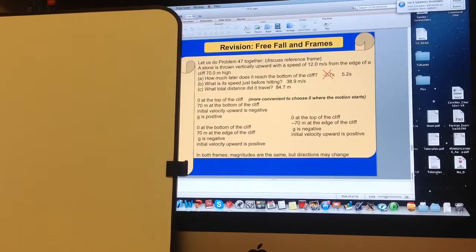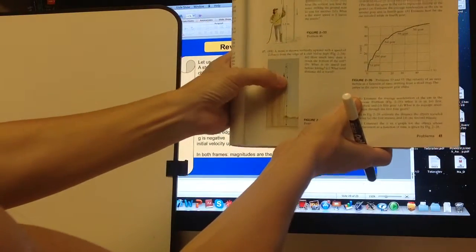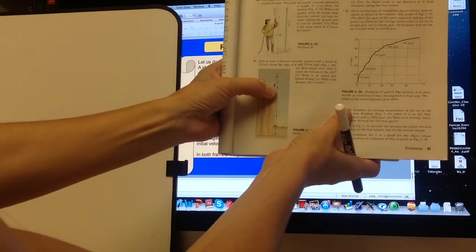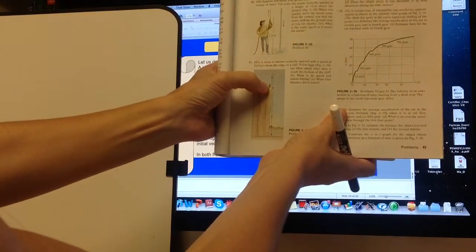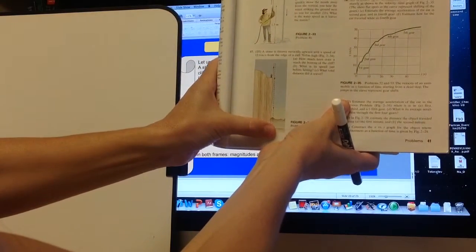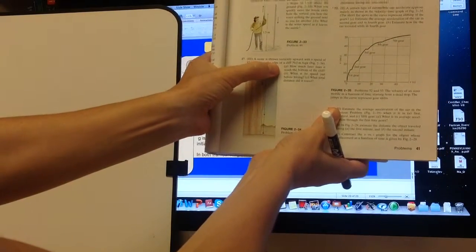Okay, we are going to solve problem 47 from chapter 2 of the book. And the problem is this one. We have someone at the top of a hill. He throws a stone upwards and it goes all the way up, reaches its maximum point and then comes down again. And there are some questions here.